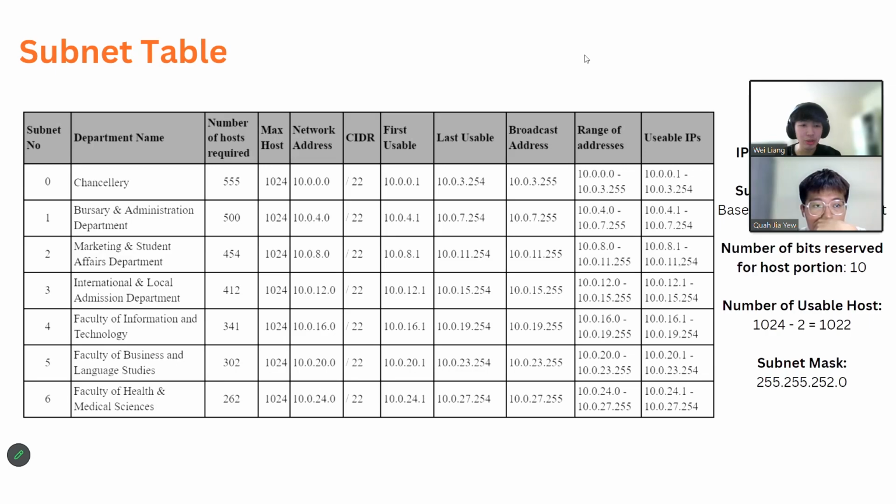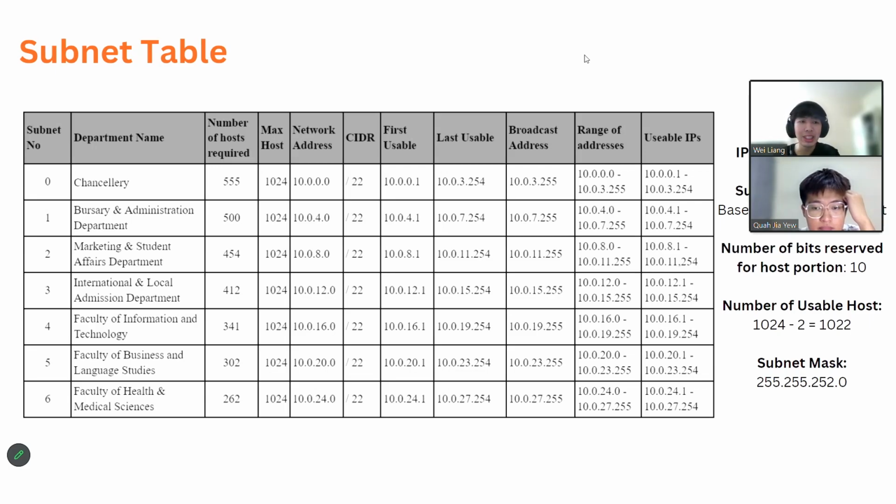So the maximum host will be 1024, because the number of bits reserved for the host portion is 10, so the calculation will be 2 to the power of 10. And the number of usable hosts is 1024 minus 2, which equals 1022. To find the CIDR, it is 32 minus 10. The 10 comes from the number of bits reserved for the host portion. So the CIDR will be 22.